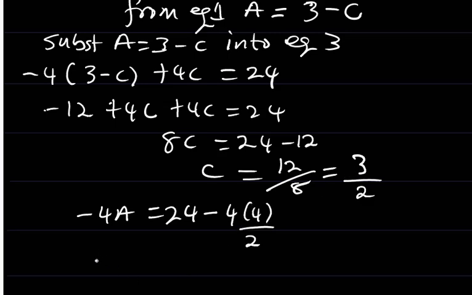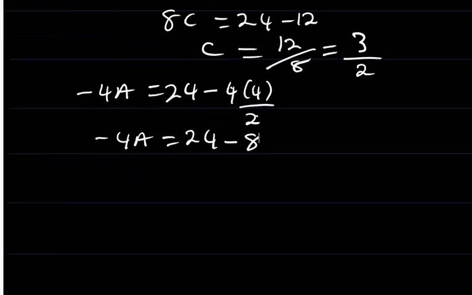So this is going to be minus 4A, and 4 divided by 2 is 2. So I'm going to have 24, 2 times 4, 24 minus 8. 24 minus 8 is 16. So A is going to be minus 16 all over 4, which is minus 4. I've gotten my A.